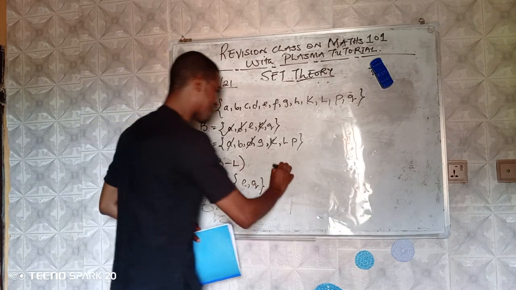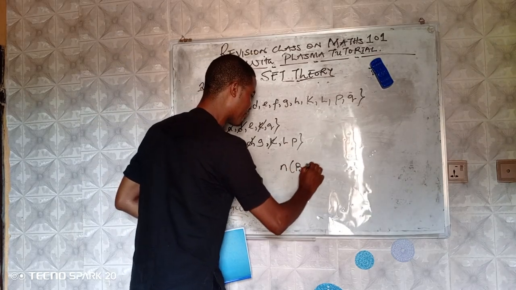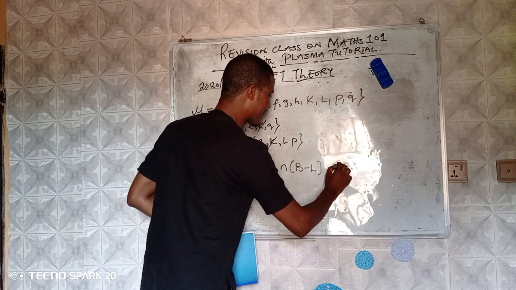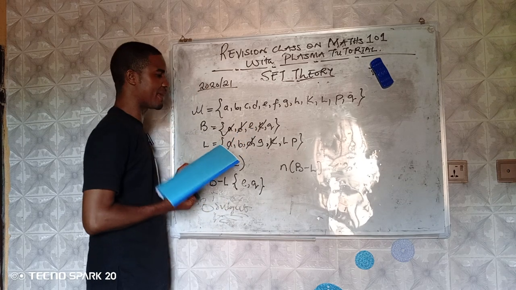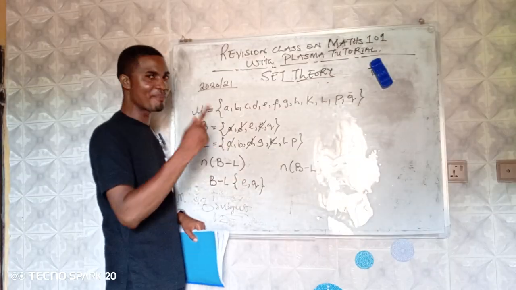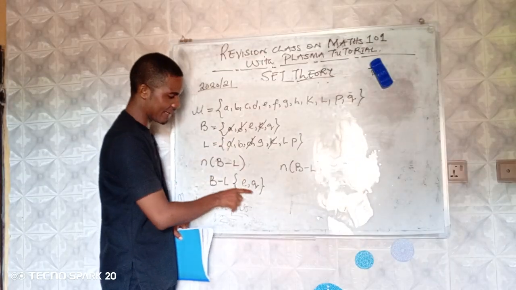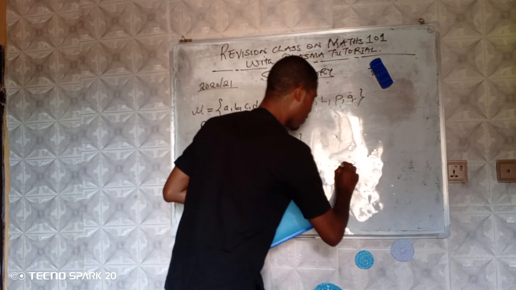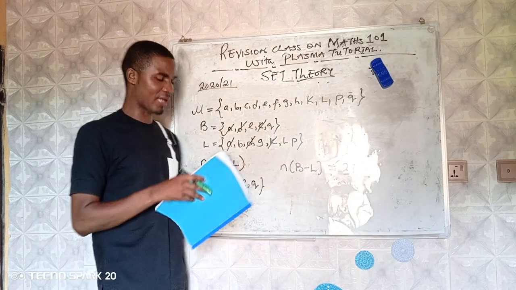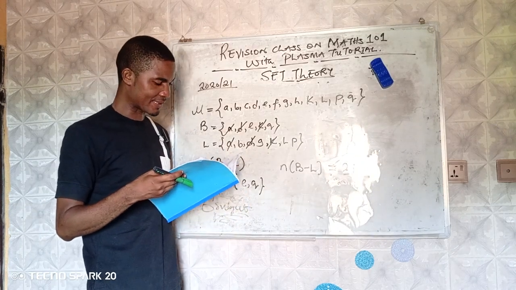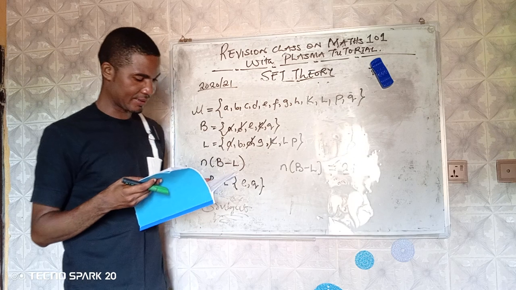Then the question says I should find the cardinality of B minus L. Remember that the cardinality of a set is the number of elements that make up the set, or the number of members of that set. How many are here? Two. So the cardinality of this is what? Two. My final answer there is two. Remember what I have said there? And that is option B there.